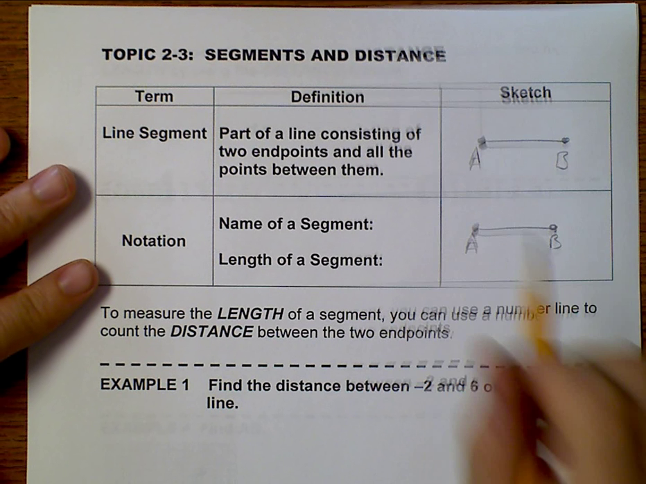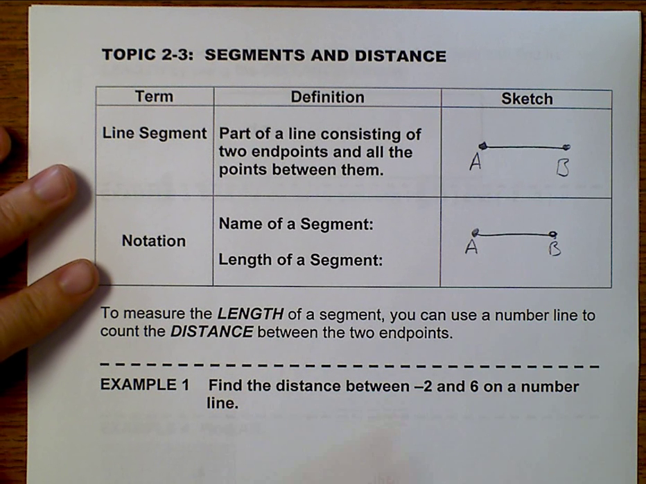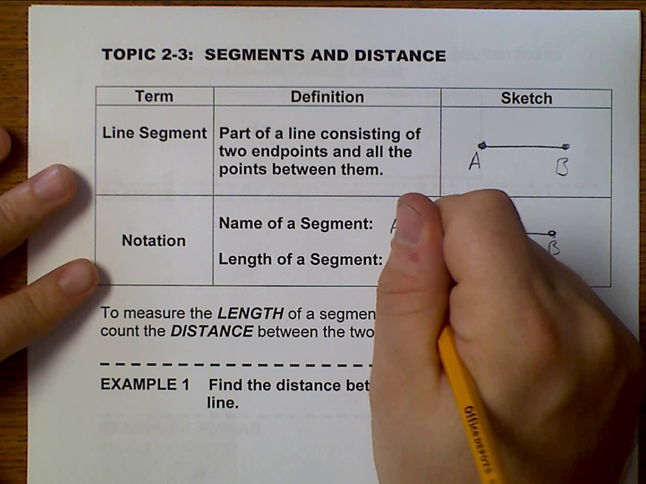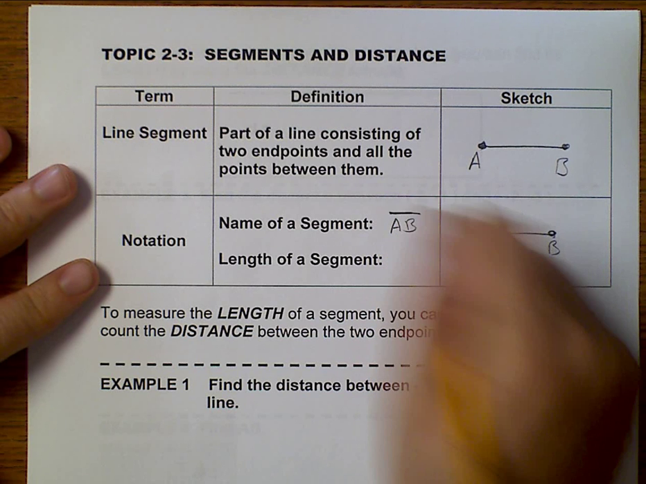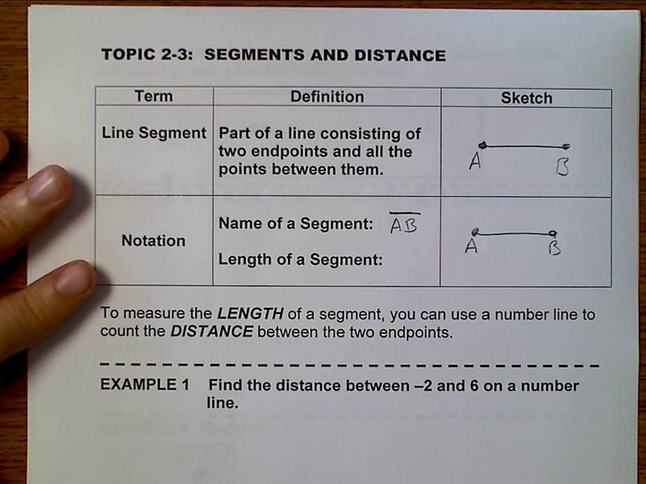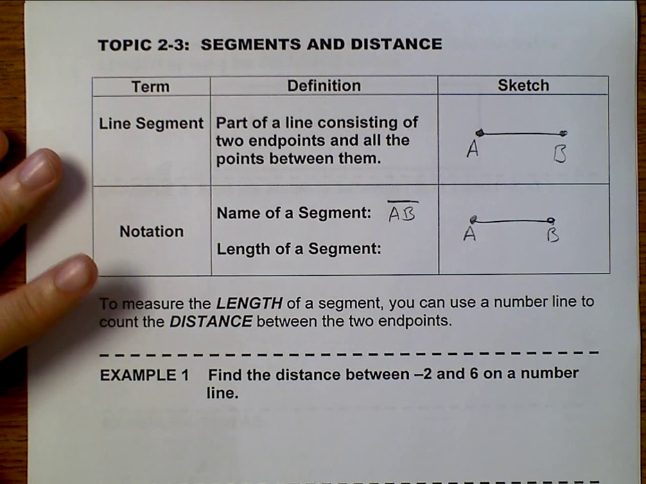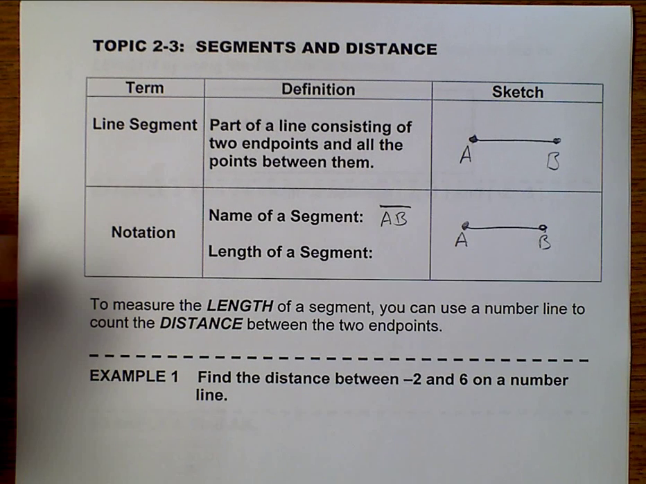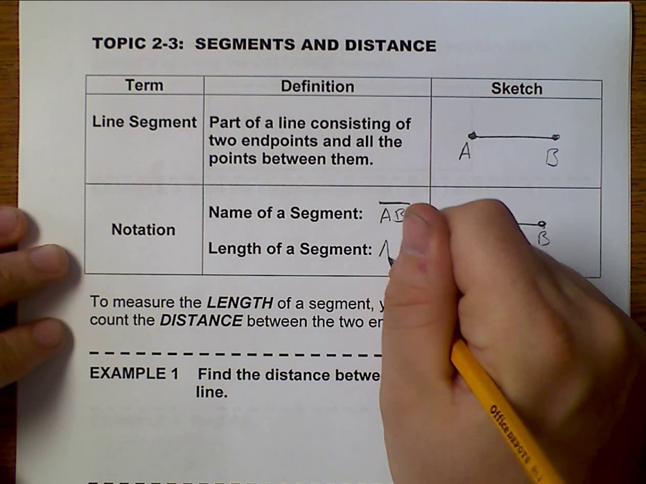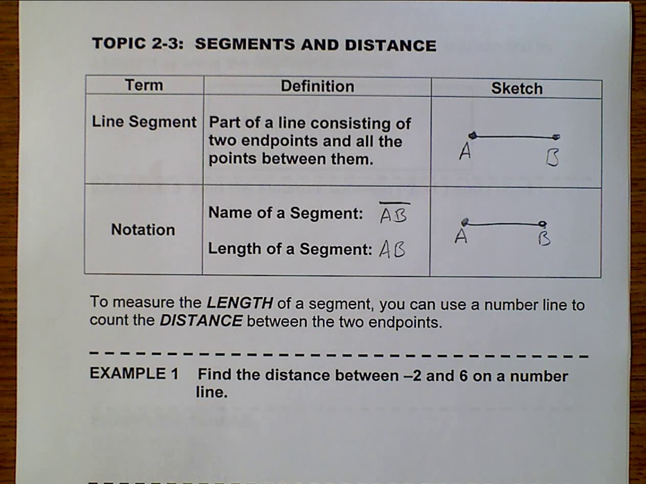Now, the name of the segment would be AB, and we put a bar on top. This we read as line segment AB. However, if I want to know the length of segment AB, I would simply write AB and I would not put a bar over it. Putting a bar over this line segment says that I'm naming it. Leaving the bar off means that I'm talking about the distance from A to B, or the length of that line segment.